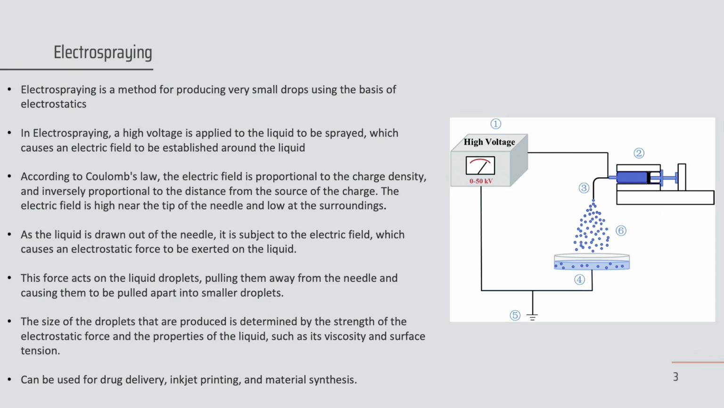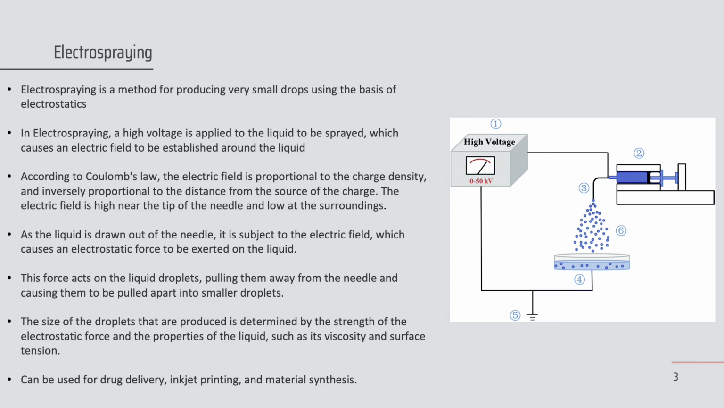Let's get right into it, starting with electrospray, which is similar to electrospinning. Electrospraying is a method for producing very small droplets of a liquid using electrostatics. In electrospray, a high voltage is applied to the liquid to be sprayed, which causes an electric field to be established around the liquid. According to Coulomb's law, the electric field is proportional to the charge density and inversely proportional to the distance from the source of the charge.